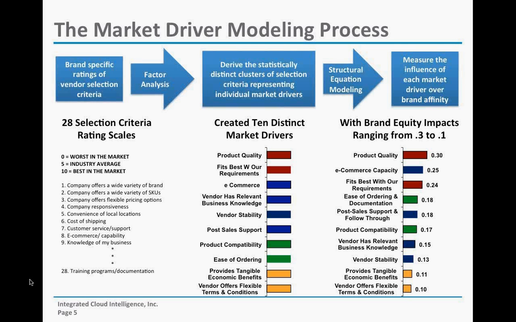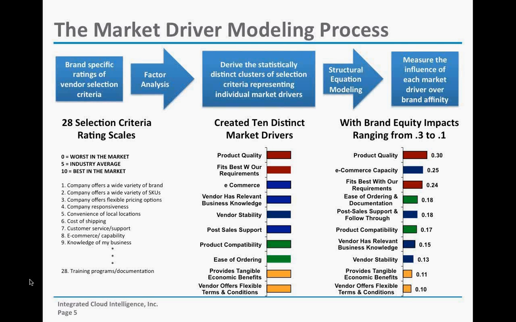And then we use structural equation modeling, and it's somewhat like regression. We're looking at what is the capacity. If I know a company's rating on a market driver, what is the likelihood that I could use that single rating to predict the likelihood that a consumer will buy from that company in the future? Now, that predictive capacity is what you get with structural equation modeling. And structural equation modeling basically helps us identify the relative influence of each of these 10 statistically distinct market drivers. This is the foundation.